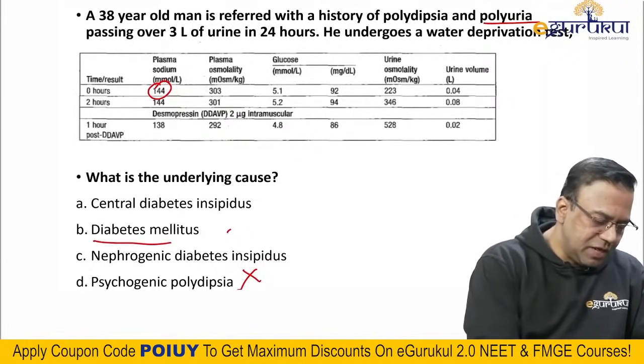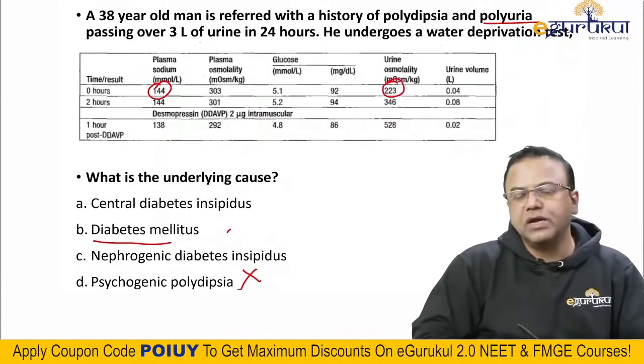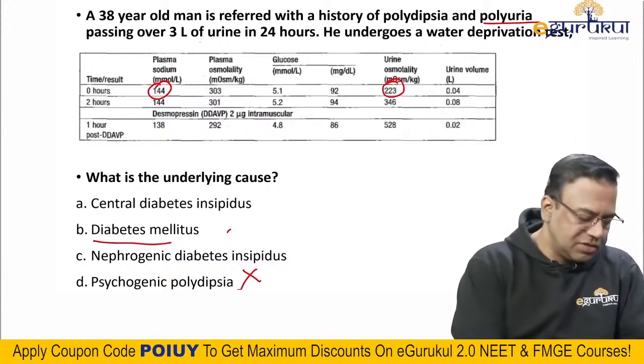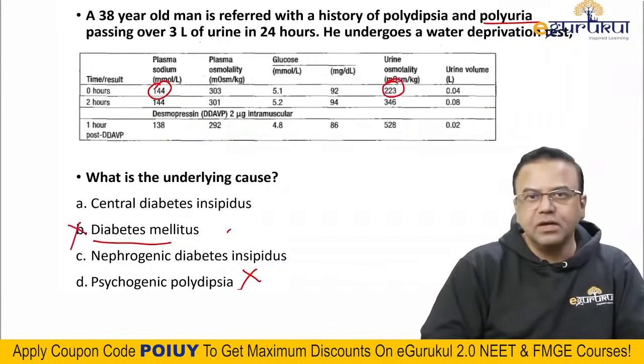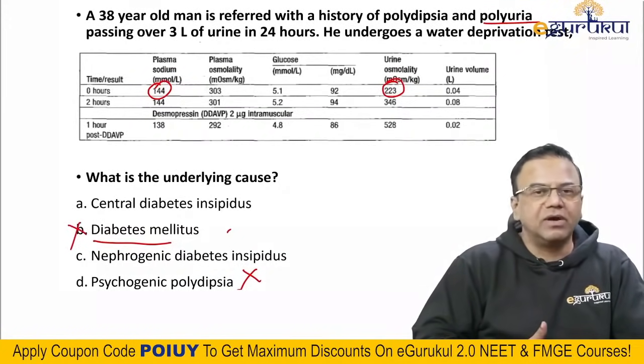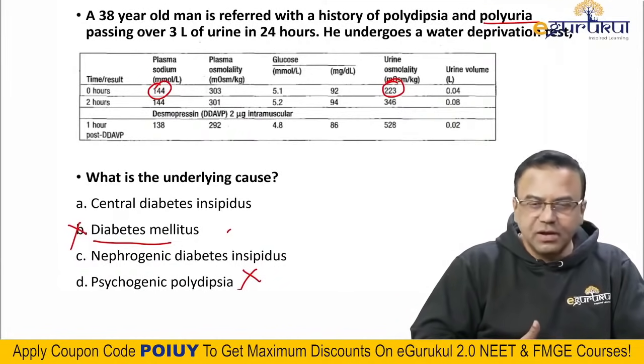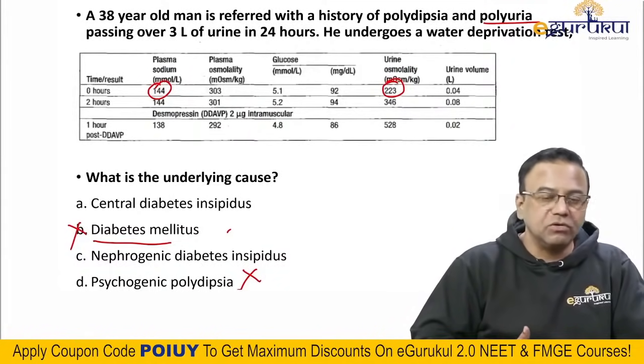This urine osmolality at 0 hours is low, dilute urine. You will not get dilute urine when you have osmotic loss. So this cannot be diabetes mellitus. As you can see, we are able to easily rule out diabetes. We are able to easily rule out psychogenic polydipsia. Once you have done that, then you're going to make a decision between now central and nephrogenic.